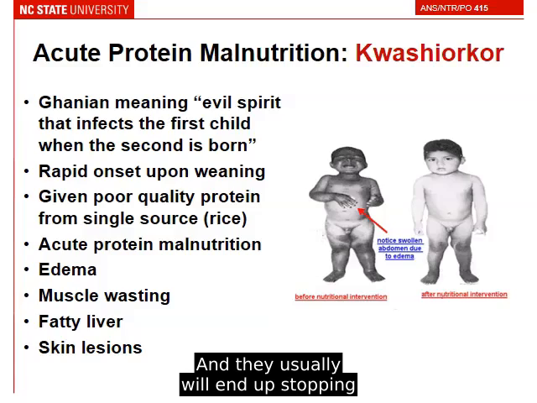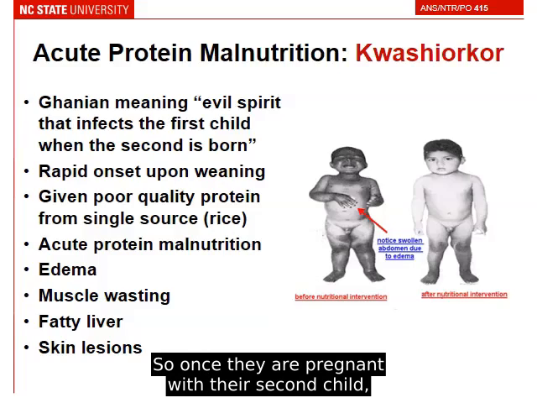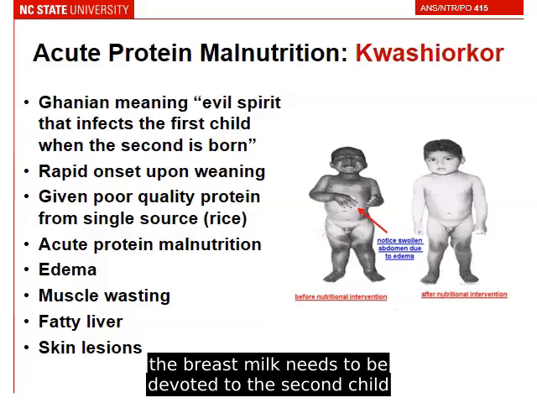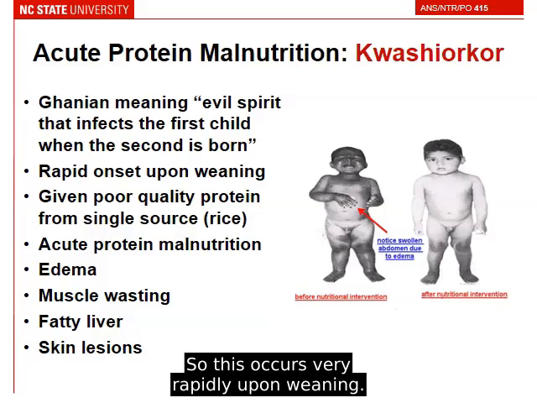And they usually will end up stopping when they get pregnant again. So once they are pregnant with their second child, that breast milk needs to be devoted to the second child, and the older one is usually more self-sufficient. So this occurs very rapidly upon weaning.